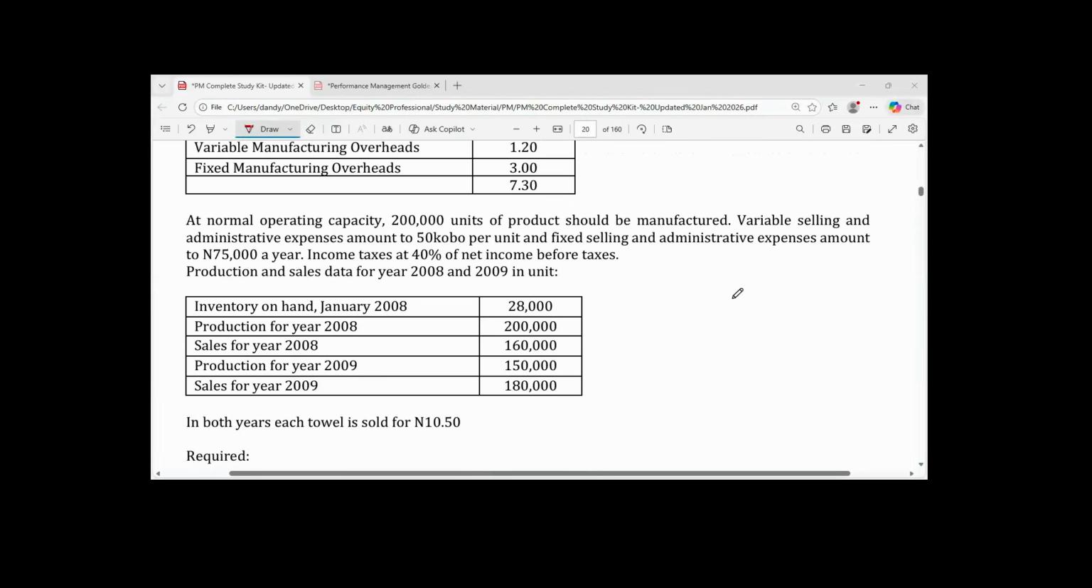At normal operating capacity, 200,000 units of product should be manufactured. Variable selling and administrative expenses amount to 50 kobo per unit, and fixed selling and administrative expenses amount to 75,000 a year. Income taxes at 40% of net income before taxes. Production and sales data for years 2008 and 2009 in units. Inventory on hand, January 2008, 28,000.